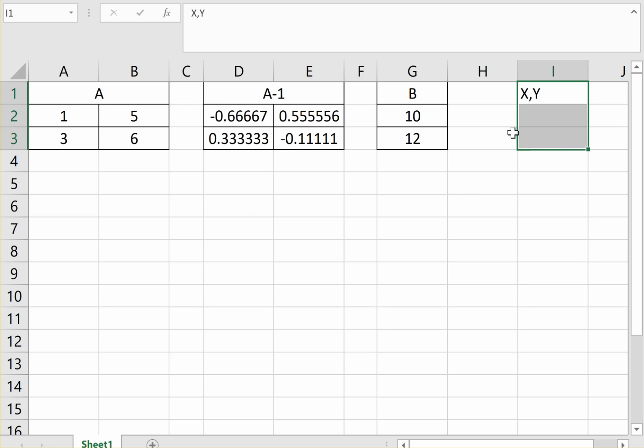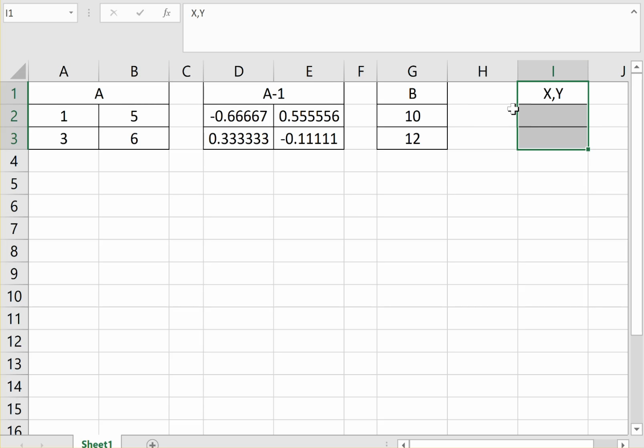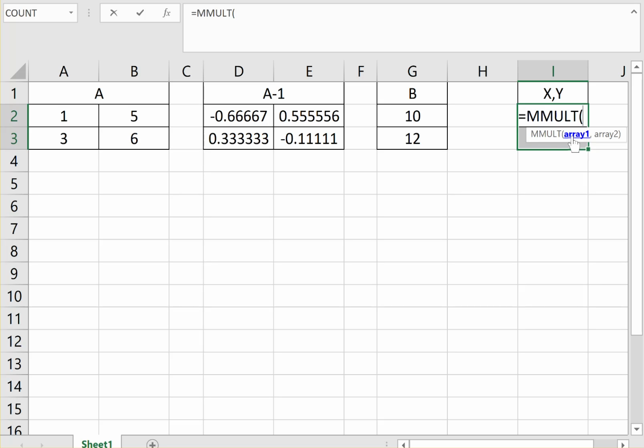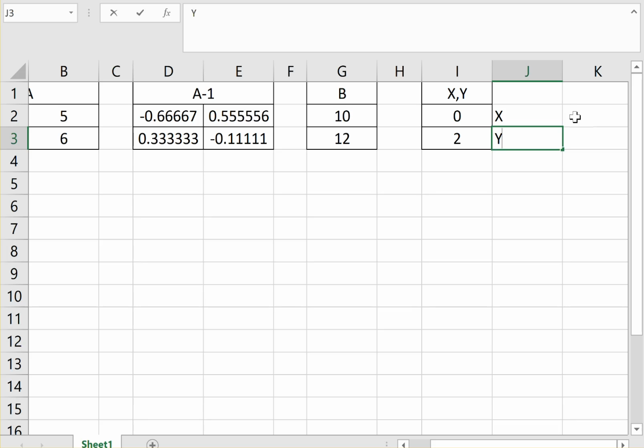So my answer for the matrix X and Y is the multiplication of the matrix A minus 1 times B. You need to first select two cells, because when you multiply a 2 by 2 times a 2 by 1, the answer is a 2 by 1. So you select the two cells and write equal MMULT. We want to multiply the matrix A minus 1, comma, the matrix B. You close the parenthesis and press Control Shift Enter, and that's your answer. So X and Y are equal to 0 and 2. That's your answer X, and that's your answer Y.